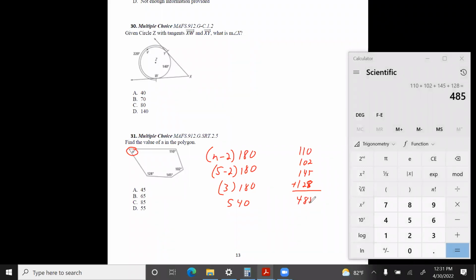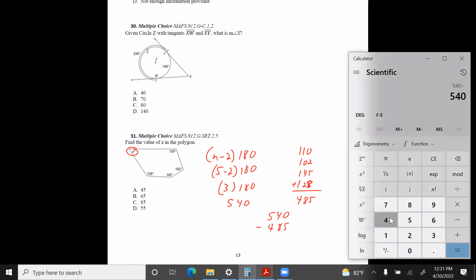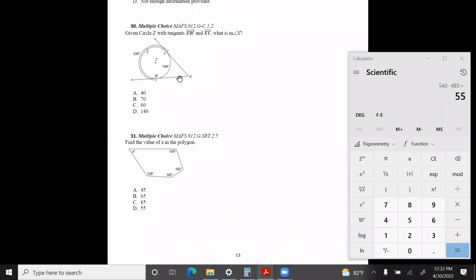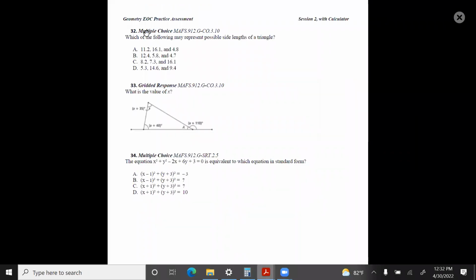485. What's the difference? 540 minus 485. 540 minus 485 is 55. Is option D. All right. On to the next one. So on the next page, we have 32, 33, and 34. These are the last 3 problems.